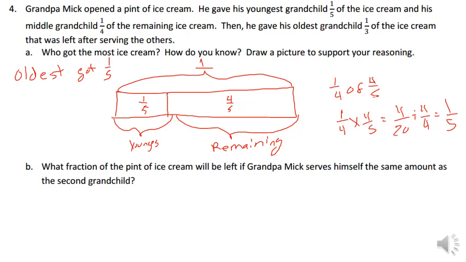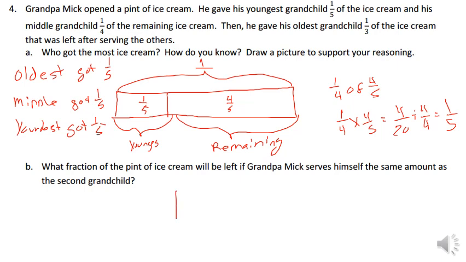Now, we can see the middle child got 1/5, because when we solved this, the middle got 1/5, and the oldest got 1/5. And the youngest got 1/5. So as you can see, everybody got exactly the same amount of ice cream. Nobody got more. Now B, what fraction of the pint of ice cream will be left if Grandpa Mick serves himself the same amount as the second child?